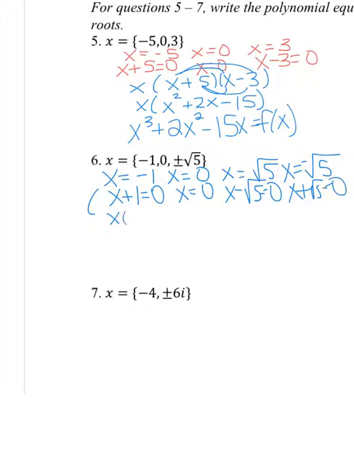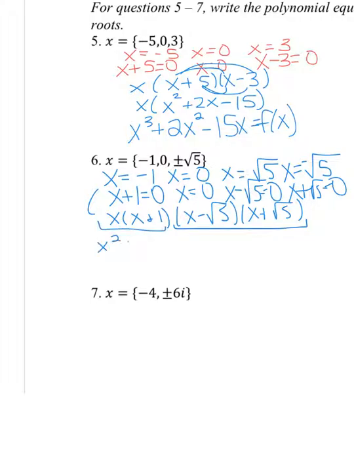So this is x times x plus 1 times x minus the square root of 5 times x plus the square root of 5. I can only multiply two things at a time. So I'm going to choose to do these two together. That way the radical cancels out. And these two together. So this is x squared plus x times x squared plus x square root of 5 minus x square root of 5. And then minus the square root of 5 times the square root of 5 is the square root of 25, or just 5. So this cancels.